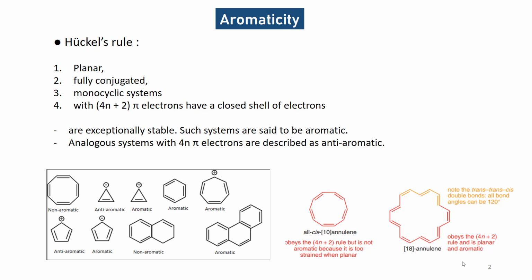First we are going to discuss aromaticity. You all know about aromaticity from our school +2. So which are called aromatic compounds? According to Huckel's rule, the compounds which are planar, fully conjugated, monocyclic systems and having 4n+2 pi electrons in a closed shell system are called aromatic compounds.